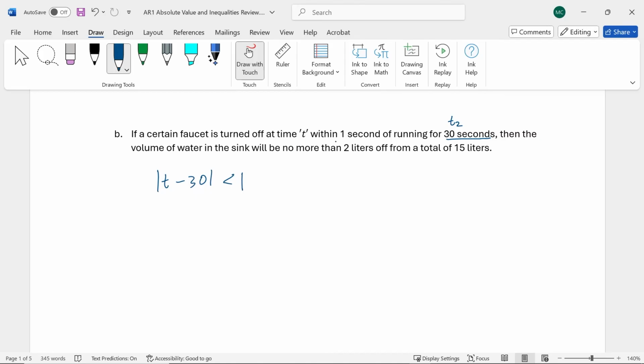All right, that's what this says. The faucet is turned off within 1 second of having ran for 30 seconds. So the distance away from the actual time to 30 is less than 1. Then the volume of water, so in other words, it implies that the volume of water in the sink will be no more than 2 liters off from a total of 15. So the volume, its distance away from 15 liters will be less than 2.